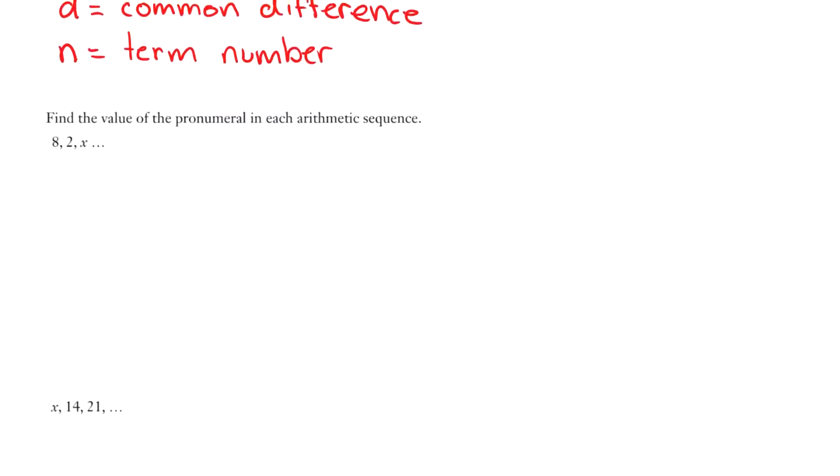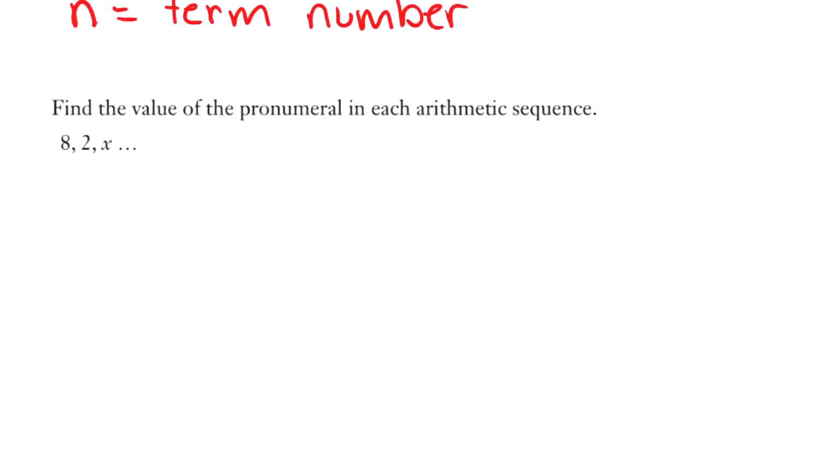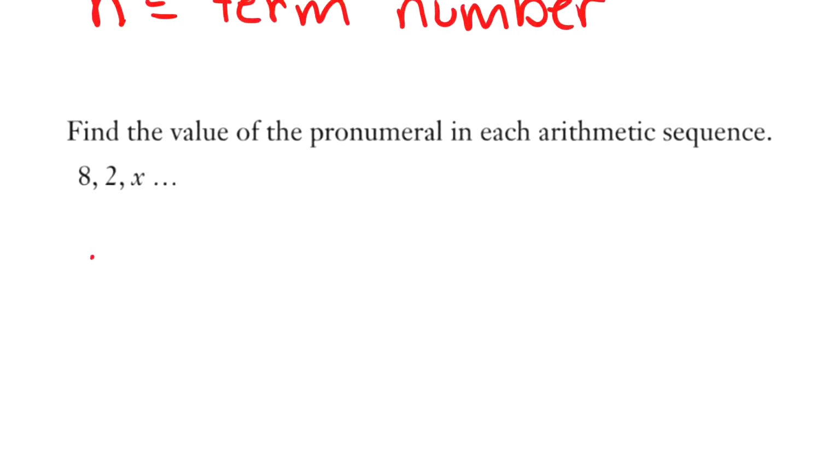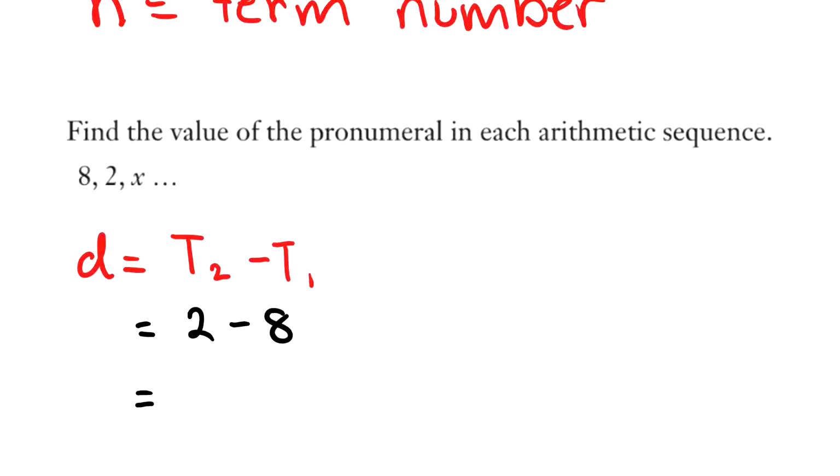So we're going to do some questions here. We need to find the value of the pronumeral in each arithmetic sequence. To start with, we need to find our common difference first. So your common difference, d, is going to equal term number 2 take away term number 1. So in our example, it's going to be 2 take away 8, which gives us -6. So the common difference is -6.